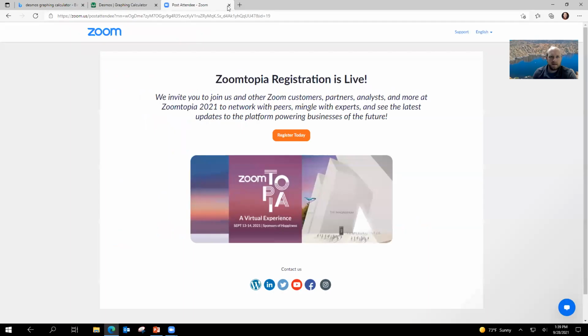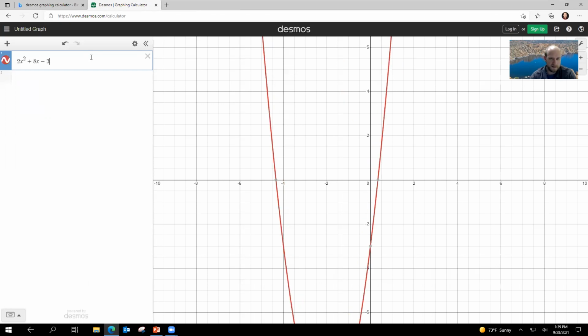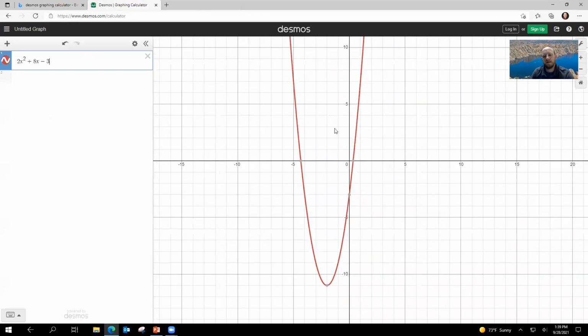And I am going to graph this. So I have 2x squared plus 8x minus 3. And again, here is our quadratic equation. And I notice that the vertex right here is -2, -11.